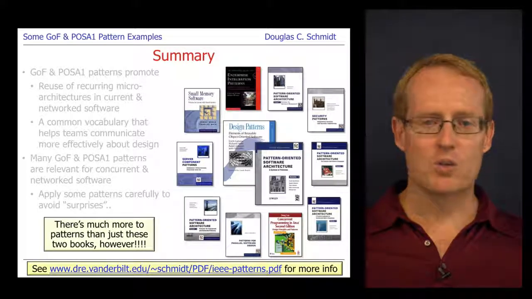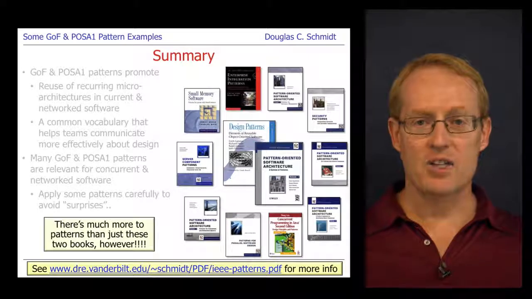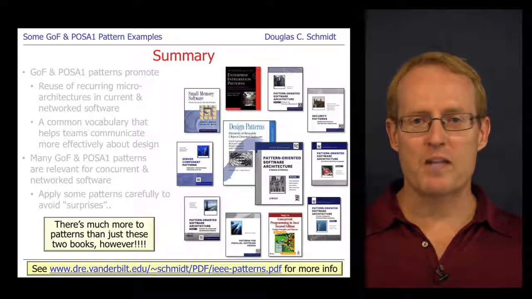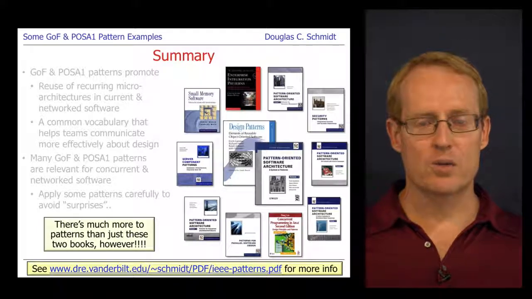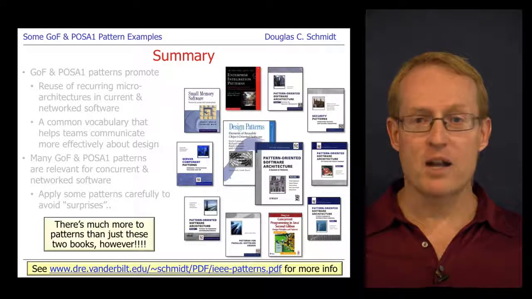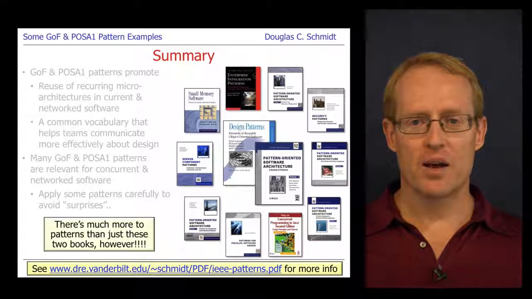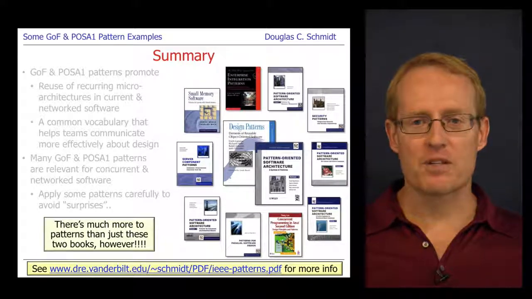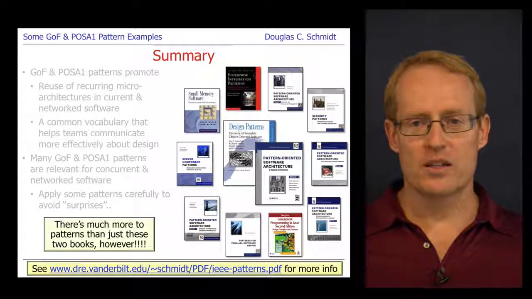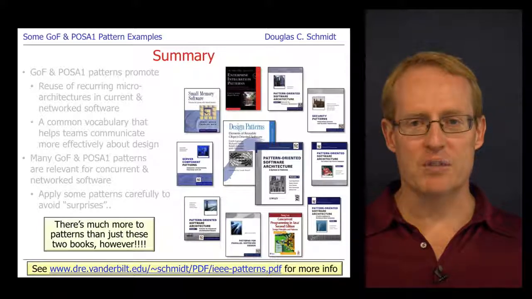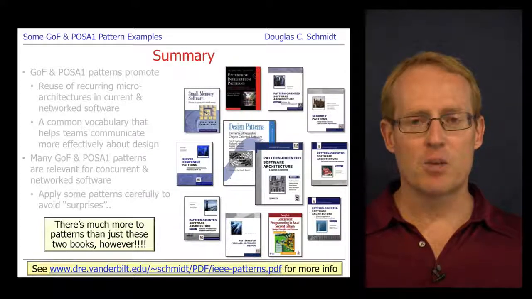The Gang of Four book, the POSA 1 book, fantastic resources. I strongly encourage you to learn them, to apply them, to practice them over and over. But as you gain mastery over those basic patterns, you'll also start to want to apply the much richer set of patterns, especially the patterns that were intentionally designed for concurrent and network software. The link at the bottom of this slide provides you with some information about the broad range of additional patterns and pattern literature that's out there that you might want to leverage in your applications in the concurrent and network space.